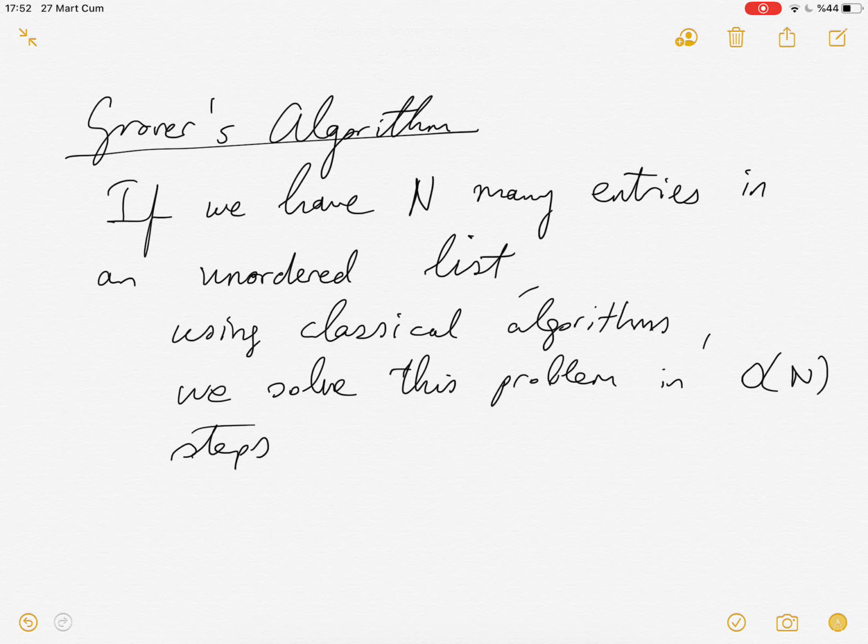Precisely in n minus 1 steps. Because if we search through all the entries and we can't find it up to the last entry, then we know for sure that the key value will be in the last entry. So we really need to search through n minus 1 entries. But let's say it's in the order of big O n. So we can solve this problem in linear time.